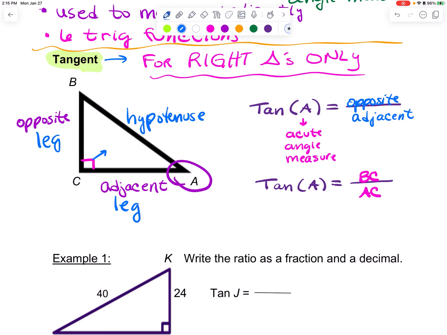If I switch positions though, what if I was at B instead? Now my adjacent leg and my opposite leg are going to reverse. If you put your finger on B, let's start with the opposite leg. Your opposite leg is going to be AC, and your adjacent leg is going to be BC.